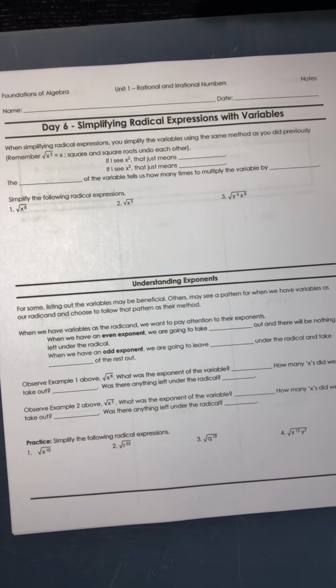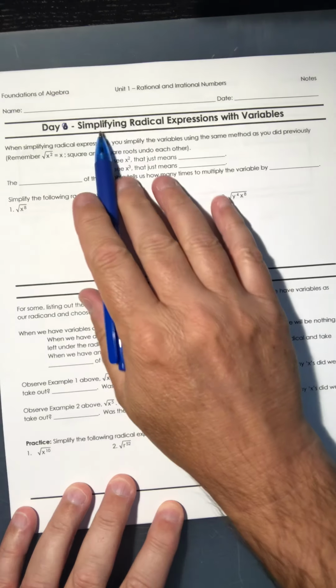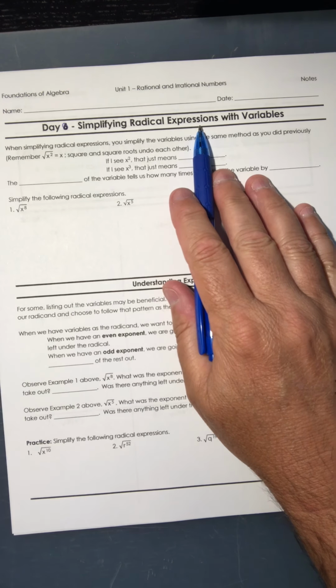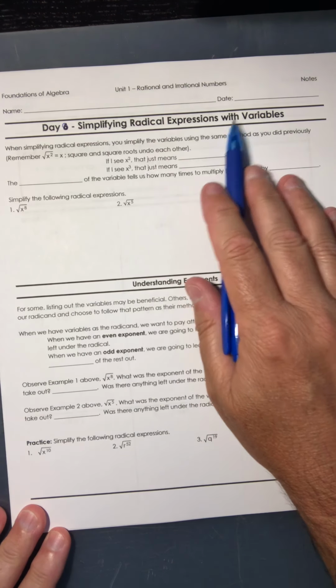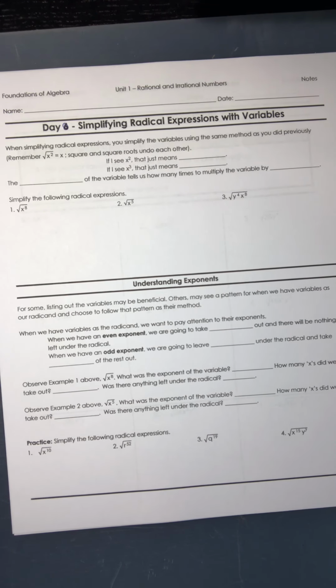Okay, so having said all that, this is our, again, ignore this day 6. We are going to now simplify radical expressions, which we did yesterday with numbers, but today we're going to do them with variables, and that means with letters, okay? So same concept, but we're doing variables instead of numbers, so let's see how this goes.